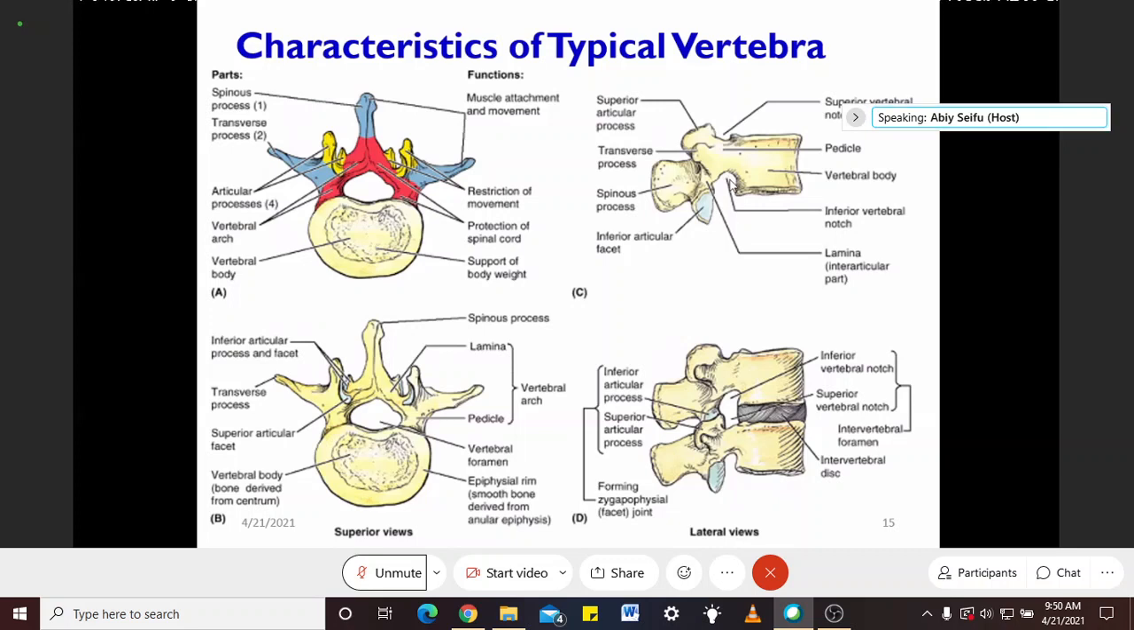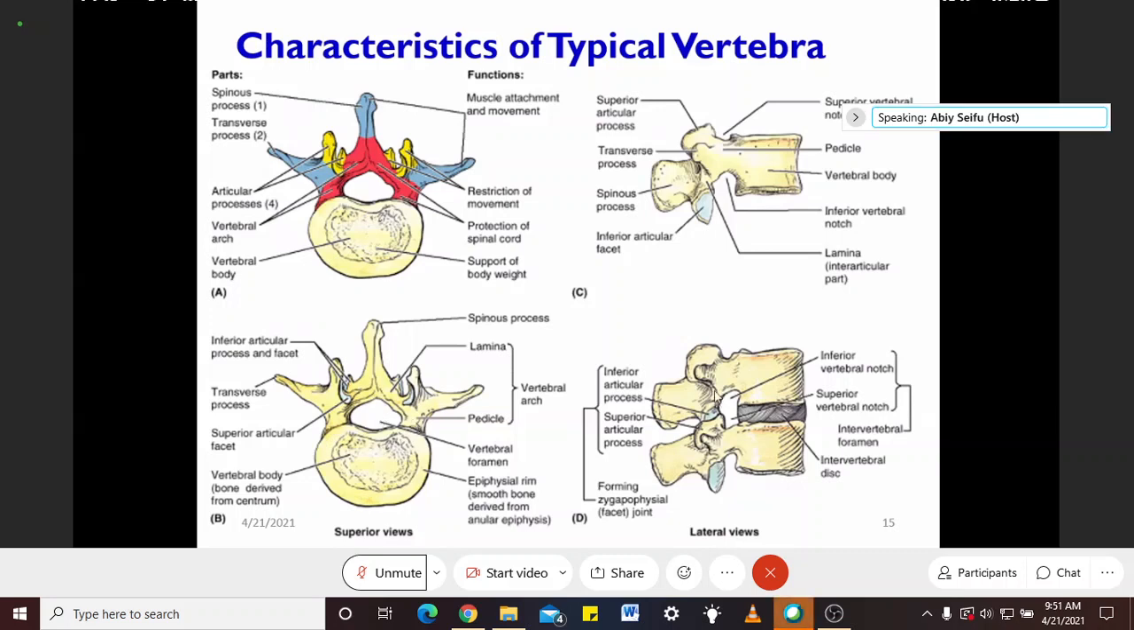The inferior vertebral notch and superior vertebral notch are converted into foramens, which are the intervertebral foramens. This foramen is formed by the articulation of the two vertebrae, you see? And this foramen is used for the passage of a nerve, which is the spinal nerve. The spinal cord is located within the canal, which is the vertebral canal.